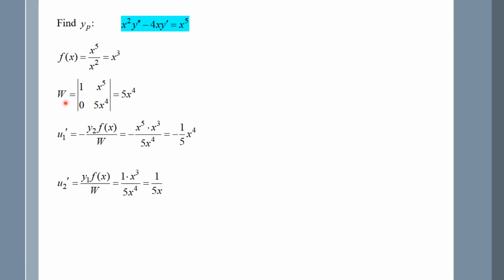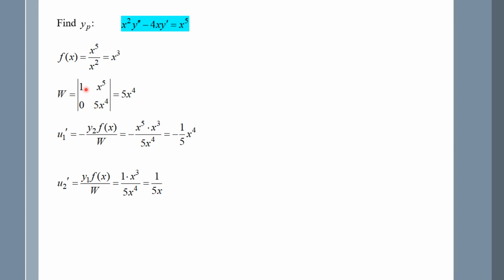After this, we need to form the Wronskian of the two functions that we have found in the yc. In the yc, we have found that y1 is 1 and y2 is x to the power of 5. So you set up a matrix of size 2 by 2. The first row will contain the functions in the yc, whereas the second row we fill up by differentiating each of the functions in the first row.